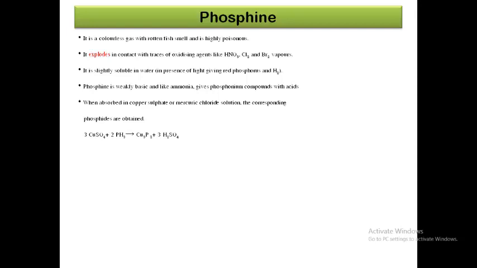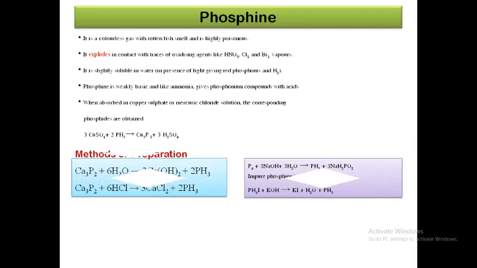Phosphine is weakly basic like ammonia, and it gives phosphonium compounds with acids. When absorbed in copper sulfate or mercury chloride solution, phosphides are formed, and the reaction is given below. Copper sulfate plus phosphine gives cupric phosphide and sulfuric acid.